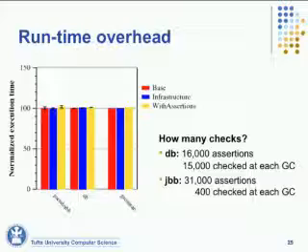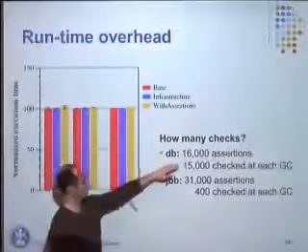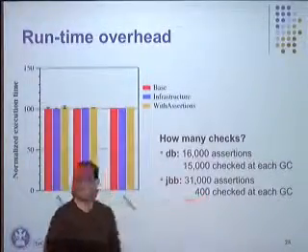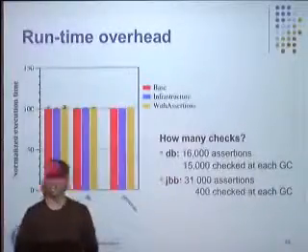To give you an idea of what's going on here, in DB, we're checking about 15,000 assertions in every GC. And in JBB, now this is interesting, we're checking about 400 in each GC, but we executed 31,000. The reason those numbers are different is there are lots of assertions that we execute on objects that die before we even hit the next GC. So then we don't have to check them at all. They're already dead.